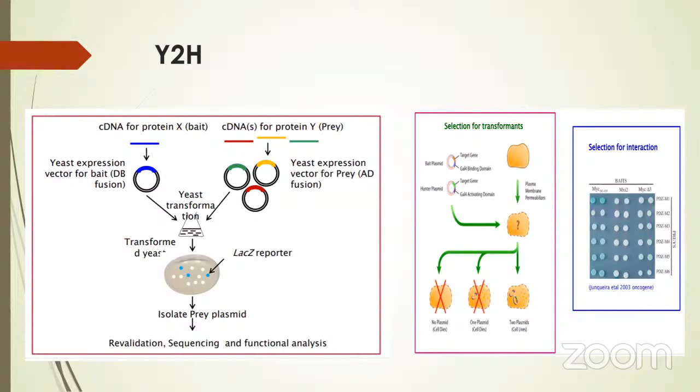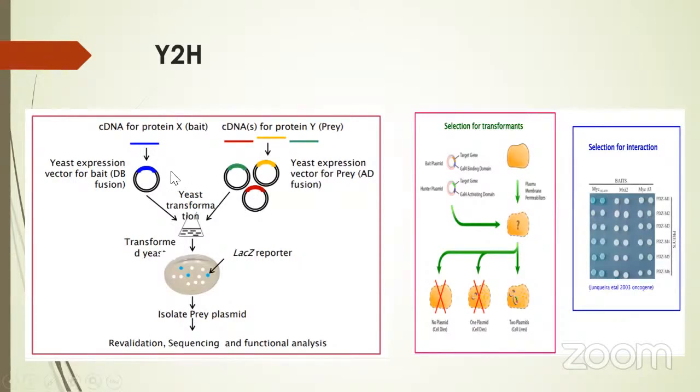So here what we did, suppose we have an X protein and a Y protein, and we want to check whether these two proteins have any kind of interaction or not. So for that, we separated them. For example, we have a bait and a prey. One fragment is called bait, that is a DNA binding domain. The other part is prey, that will interact with the bait.